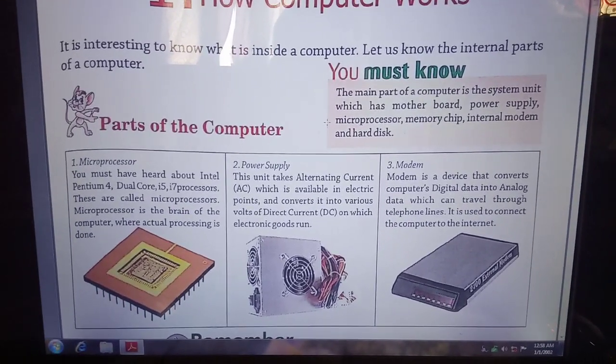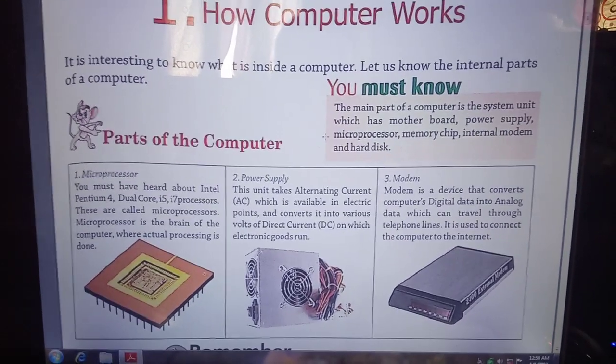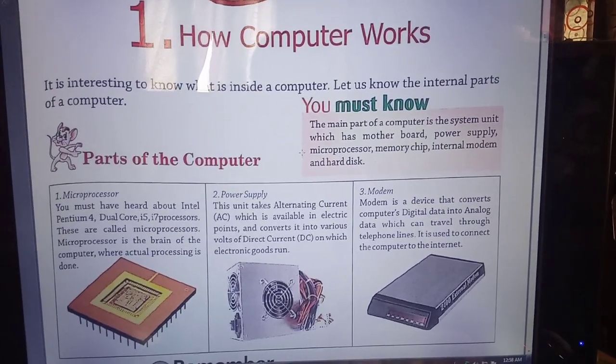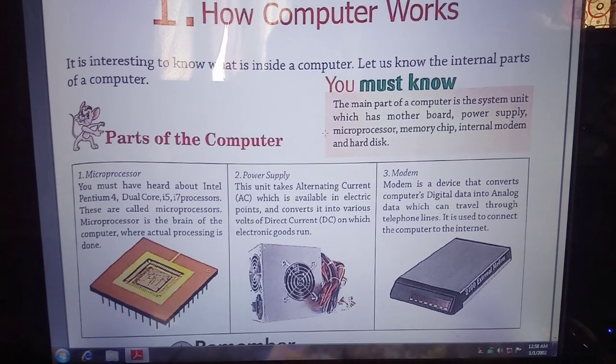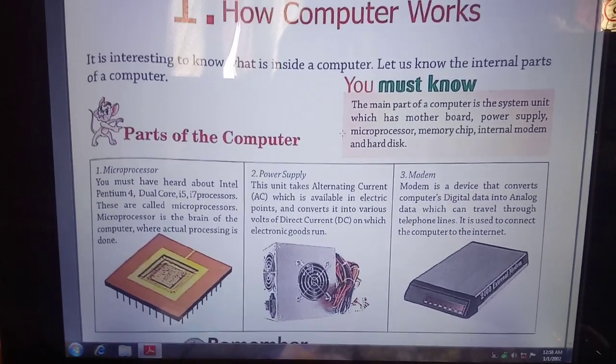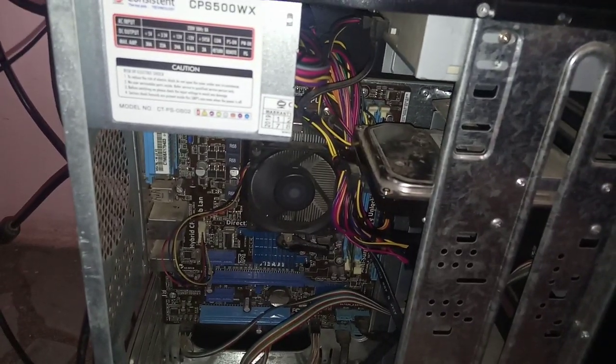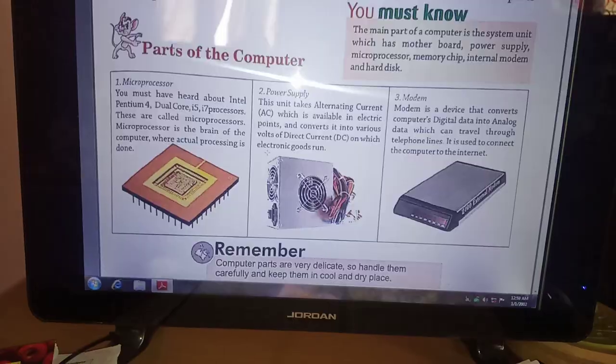The main part of the computer is the system unit. It's also known as a CPU. The full form of CPU is central processing unit. CPU is the brain of the computer. This is a CPU, and we can see here the internal parts of the CPU.